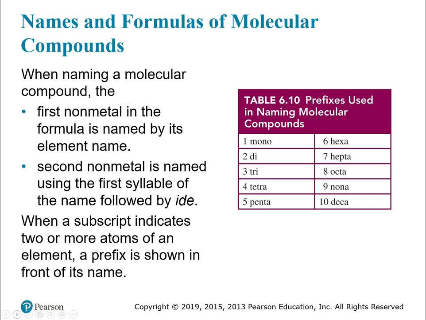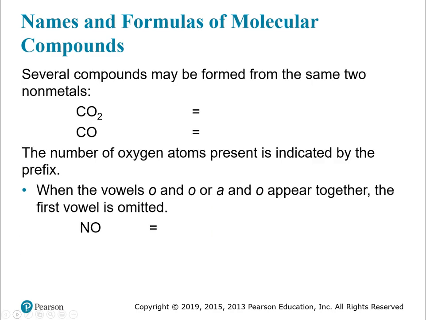When you're naming molecular compounds, you're going to first name the first nonmetal in the formula. Then you're going to take the second nonmetal, the first syllable, and follow that up by -ide. Very similar to naming the anions, the simple negative ions. When you have two or more atoms, you need to use a prefix. There are also cases where you need to use a prefix for one atom. I'll show you when we do that.